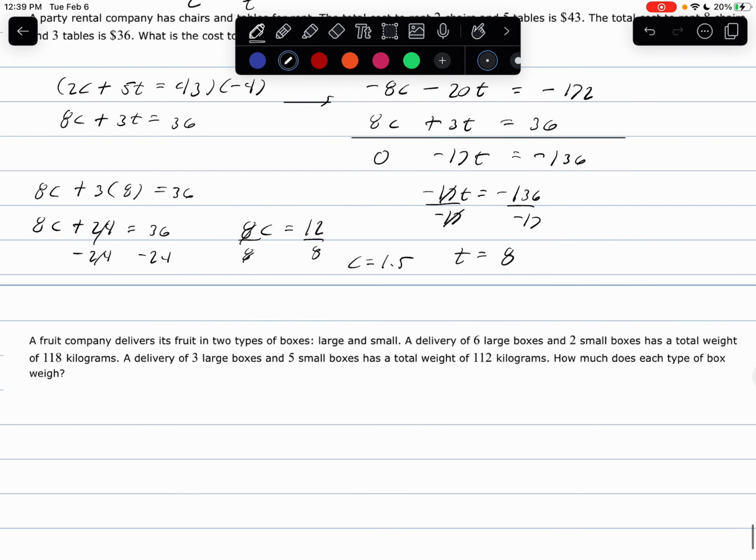So the cost of a chair is $1.50, and the cost of a table is going to be $8.